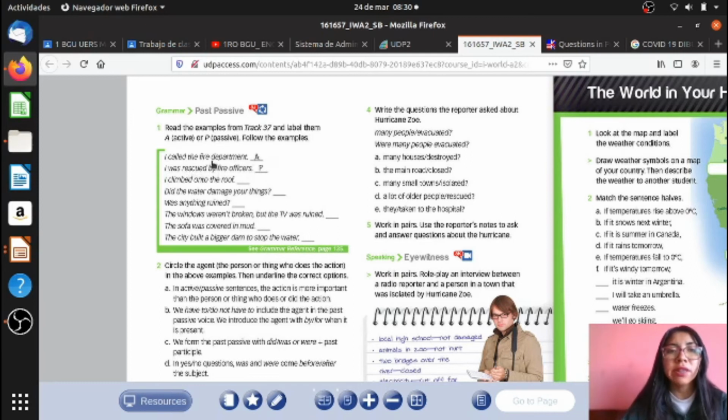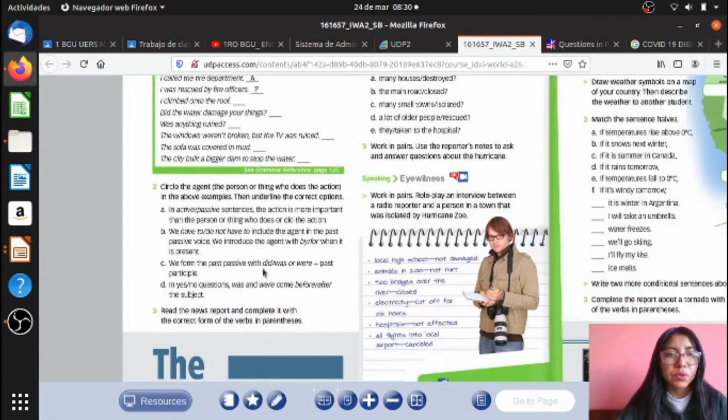Remember, you can identify if that is active or passive with the verb. In this case, I have my auxiliary, was and were, and my verb in past participle. So that is passive. In this case, I called the fire department. I only have the verb in past form. So that is active. That is the simple sentence, okay?